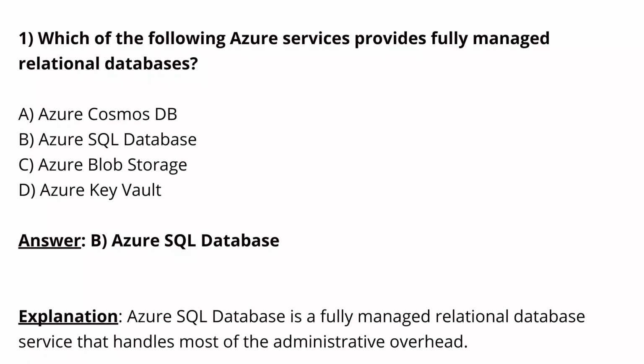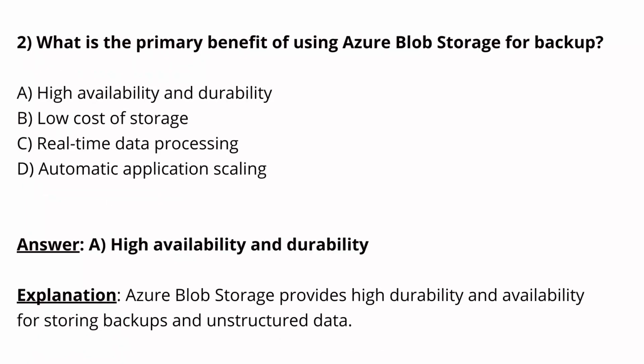Question number 2. What is the primary benefit of using Azure Blob Storage for backup? Option A, high availability and durability. Option B, low cost of storage. Option C, real-time data processing. Option D, automatic application scaling. So the correct answer is A, high availability and durability. Azure Blob Storage provides high durability and availability for storing backup and unstructured data.